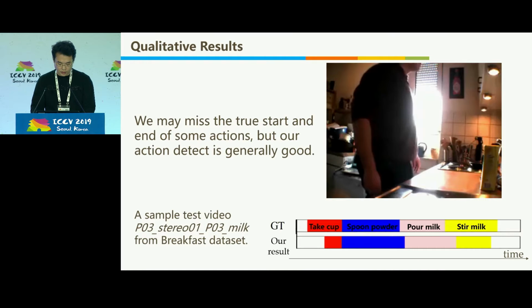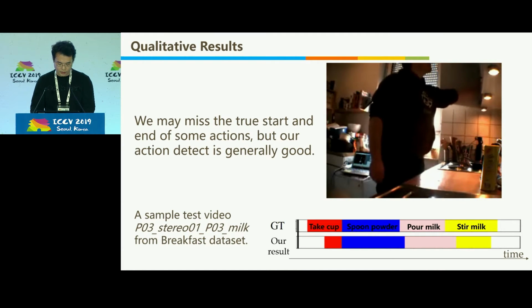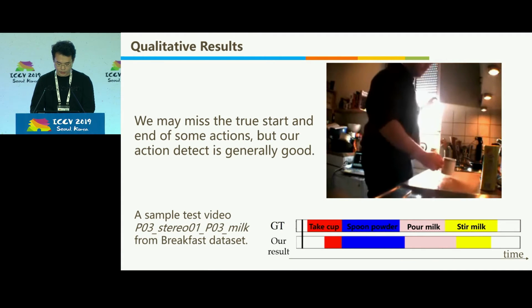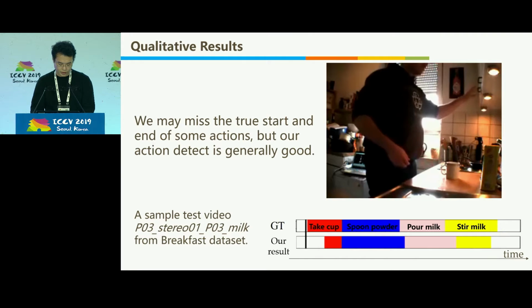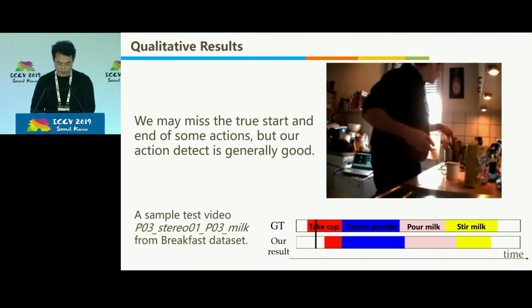In this slide, we illustrate our performance on the action segmentation task. We use a sample test video from the Breakfast dataset. The video is about a person who is making milk. The action sequence consists of 4 actions shown in different colors.